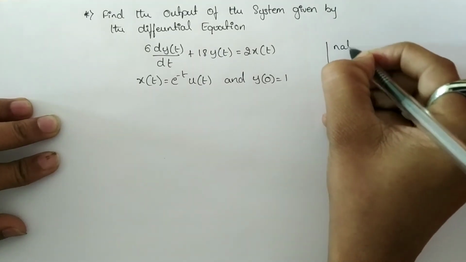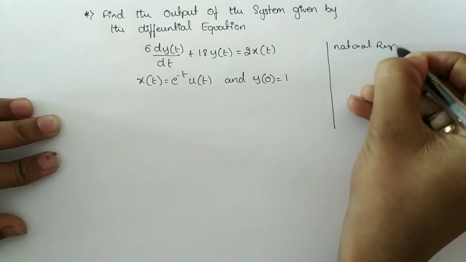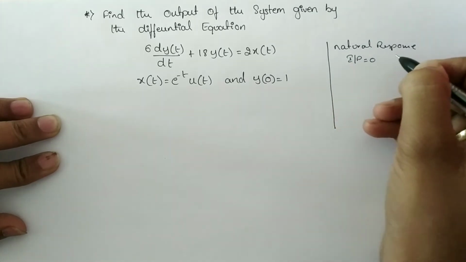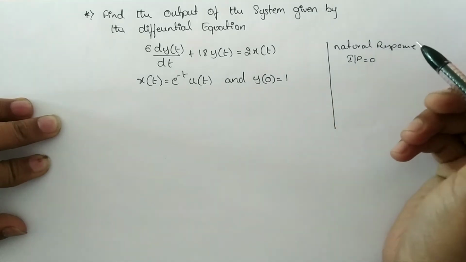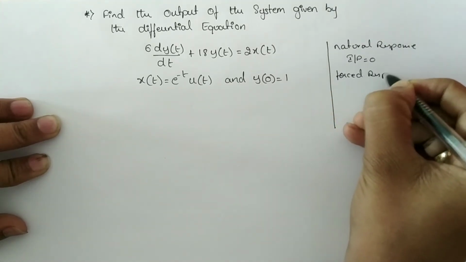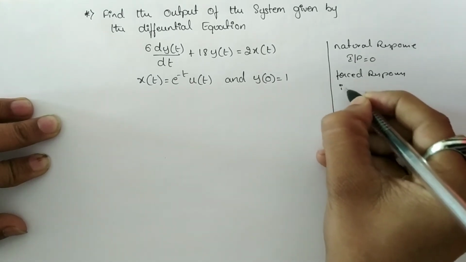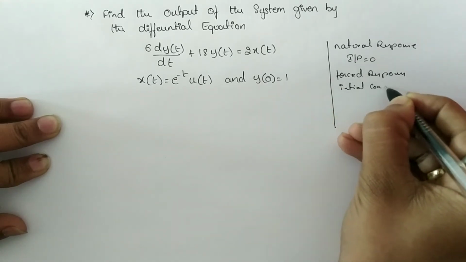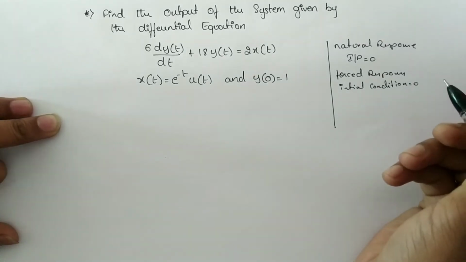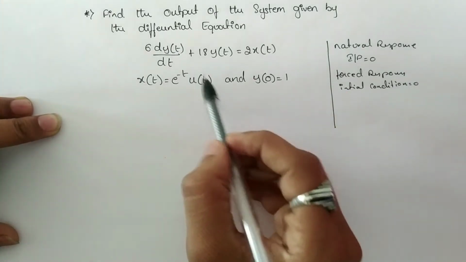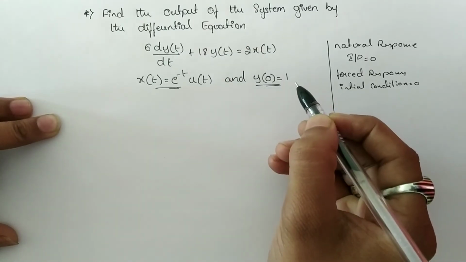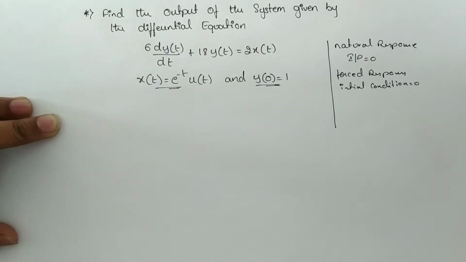For natural response, input is considered as 0 and we only take the output based on the initial conditions, whereas in forced response we take all initial conditions as 0 and the output depends only on the input. And in this problem, both input and initial conditions are given, which means we are going to find the total response of the system.